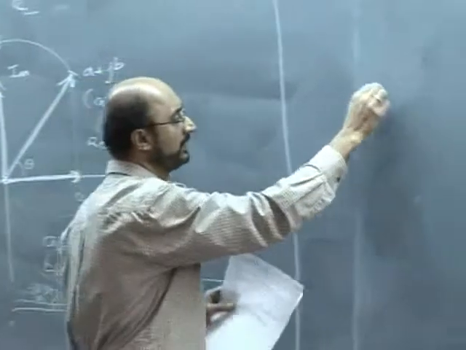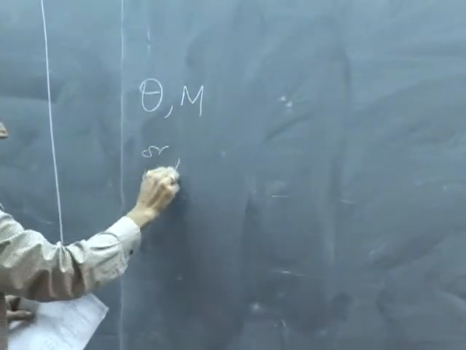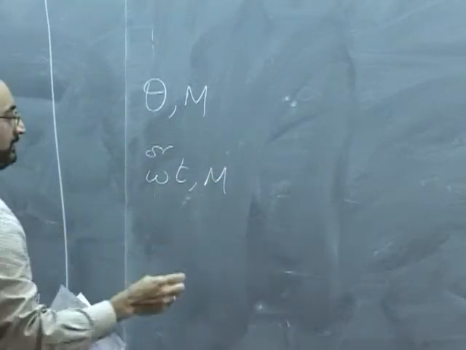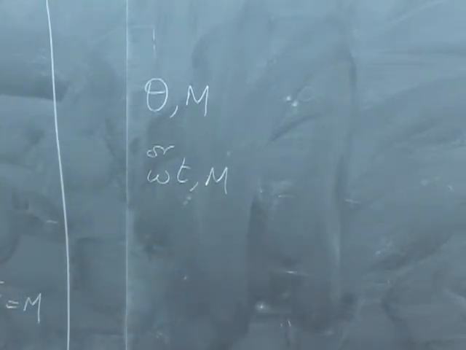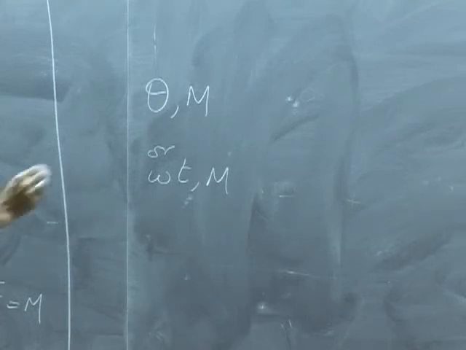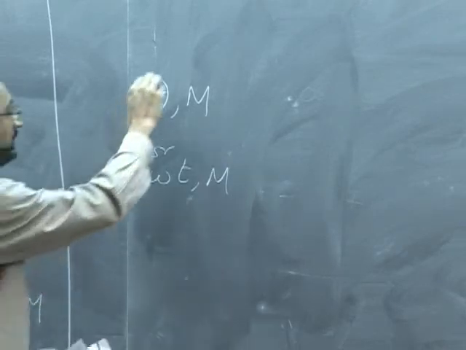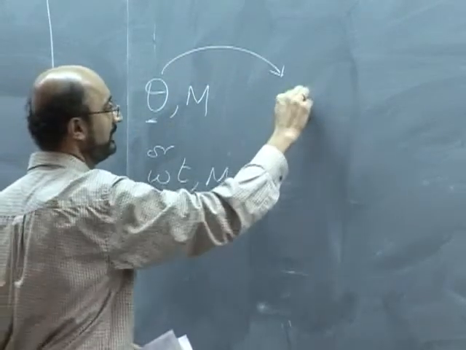So we need to know either theta and m, or omega and t and m. For now, let's assume that m is 1, just for simplicity, it's a unit. Then all we need to know basically is theta. So I could tell you phasor is theta, and you know where it is. However, what we do is that for notation, we don't say theta, we say e to the j theta.